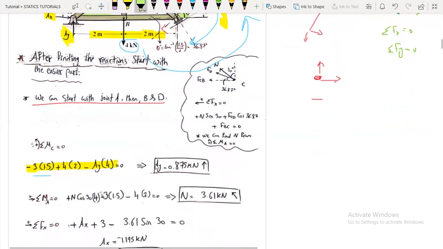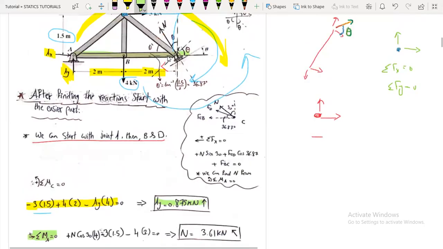Now we have found the reaction at A, and it's acting upwards. Now if we take the summation of moments about point A or the summation of forces Fy, it's up to you, we can find N, which is the reaction at C.